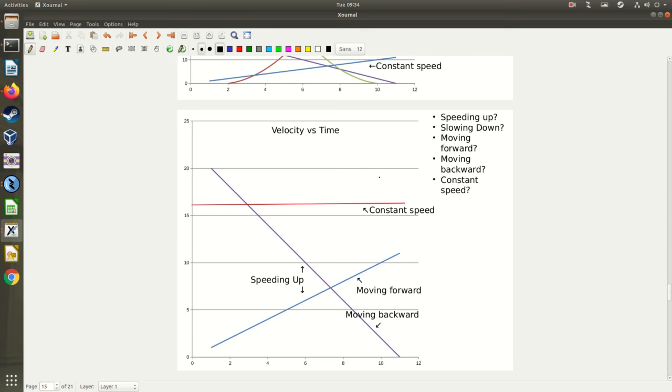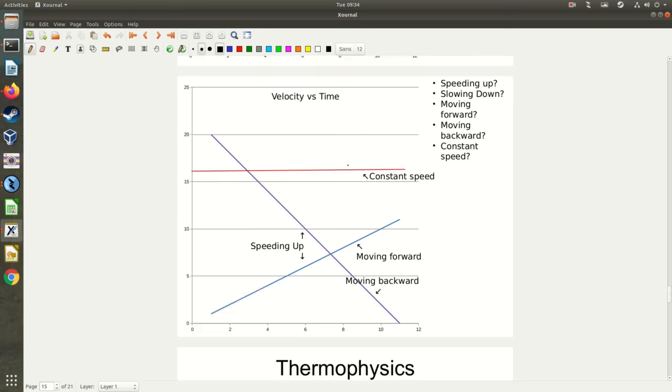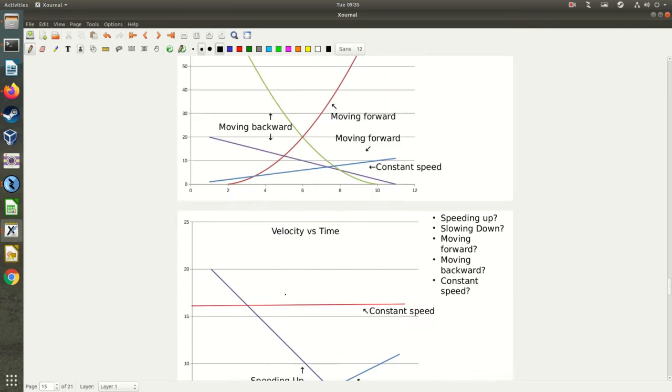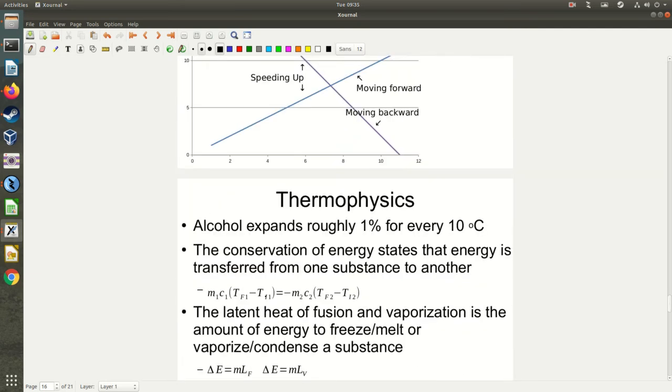This would be a constant speed, meaning your velocity would stay at a constant 17 meters a second. This would be moving forward because your velocity is increasing with time, and this would be moving backwards because it's decreasing with time. Both instances are speeding up, in which case it doesn't matter whether you're going forward or backwards. Remember, speed is always a positive quantity. So be sure to know these because I think you have one question that may have to deal with this.